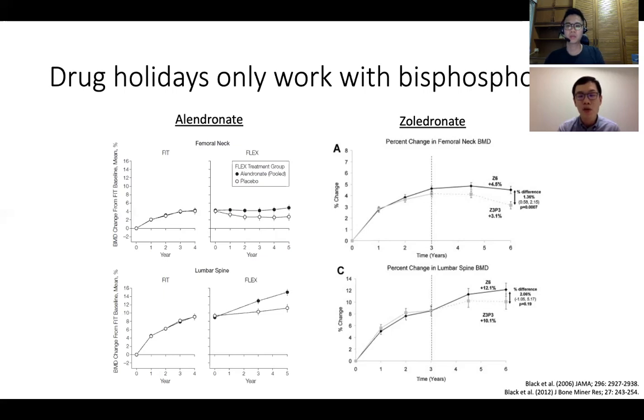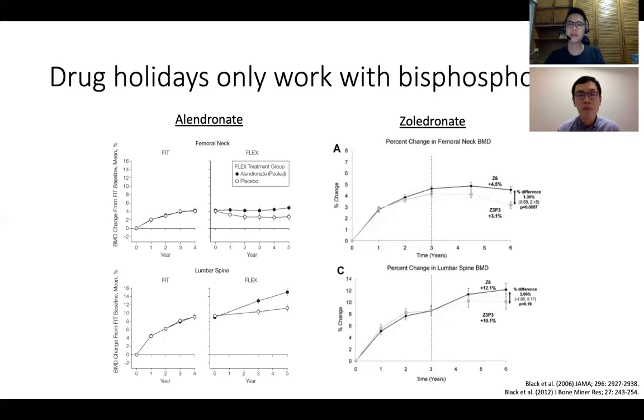And also from the point of view of atypical femoral fractures, the longer that they are off treatment, the risk for these effects actually wears off quite drastically over time. So it continues to benefit the patient, and the risk for fractures does not increase by a lot, but you reduce the risk for these long-term side effects.